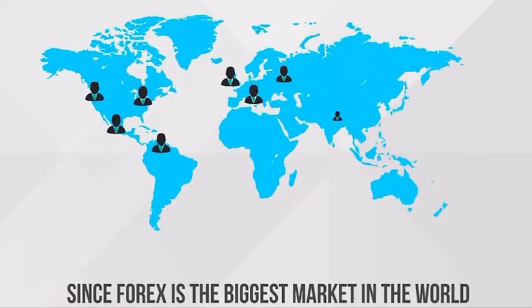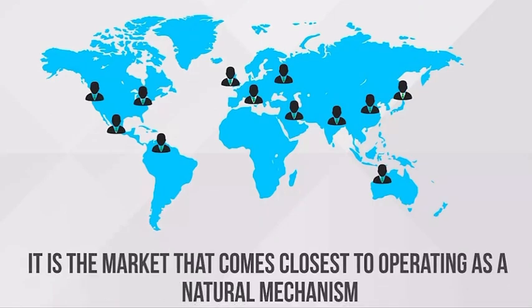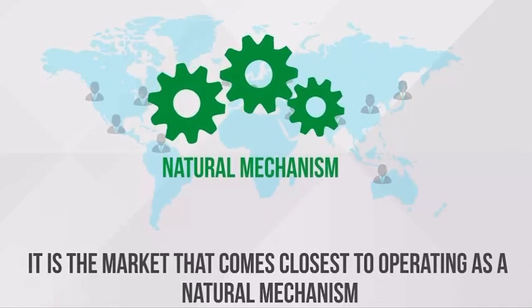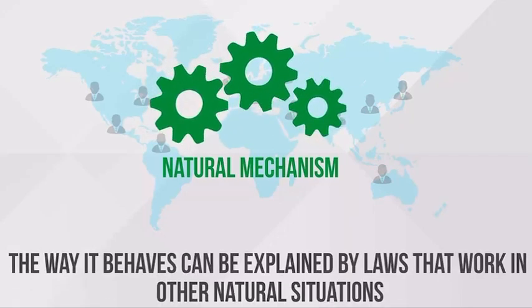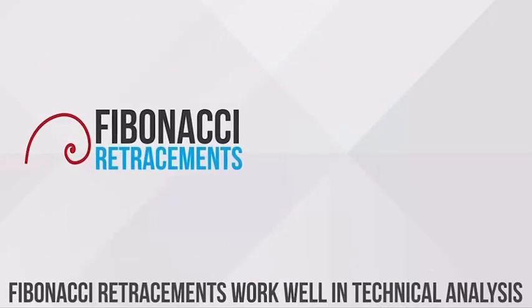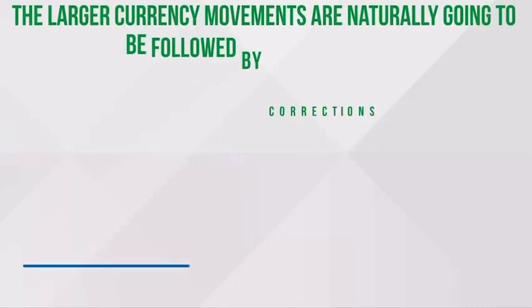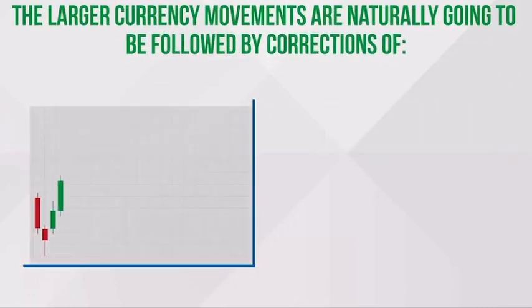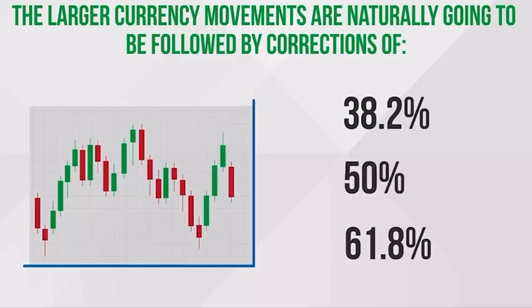Since Forex is the biggest market in the world, it is the market that comes closest to operating as a natural mechanism. Therefore, the way it behaves can be explained by laws that work in other natural situations. For this reason, Fibonacci retracements work well in technical analysis. The larger currency movements are naturally going to be followed by corrections of 38.2%, 50% or 61.8%.